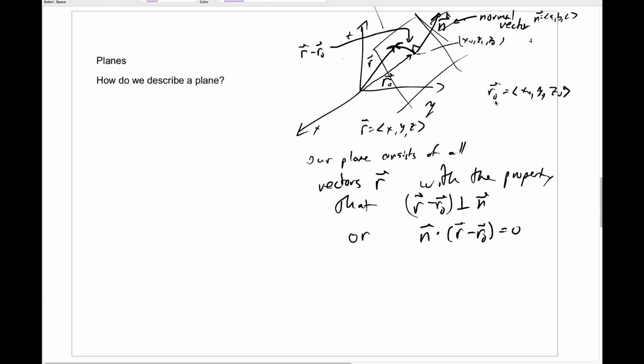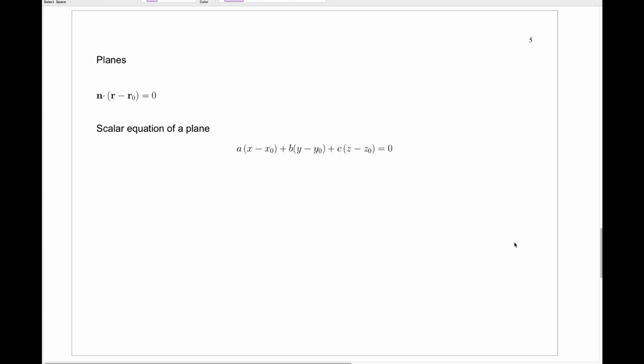So the really nice way to describe a plane, if you know a point on the plane and you know a direction n, which is what we'll call a normal vector to the plane or a normal direction to the plane, will be that the dot product of n and any vector r minus r naught that lies entirely within the plane should be 0. So this is the description, n dot r minus r naught is 0.